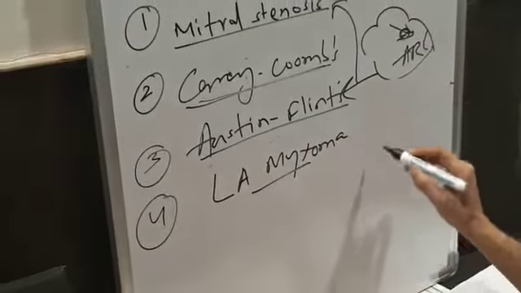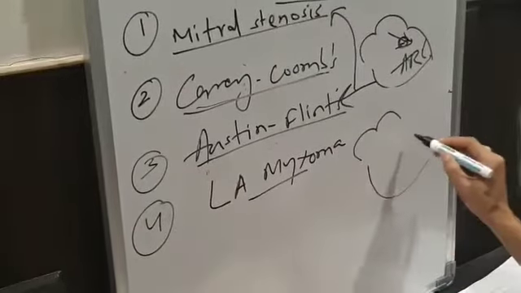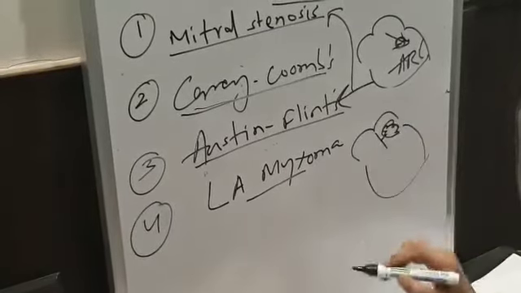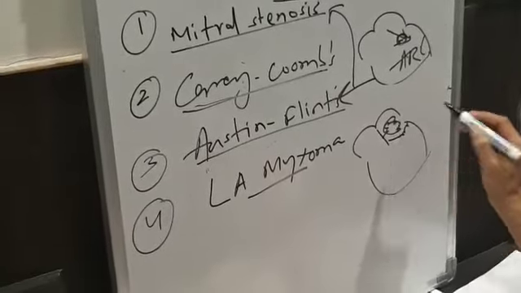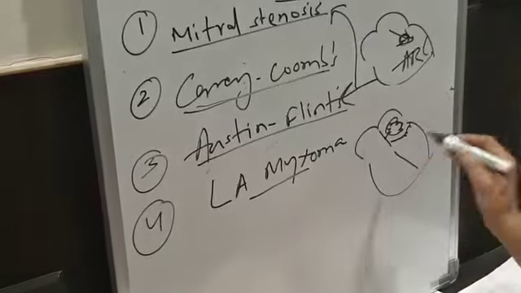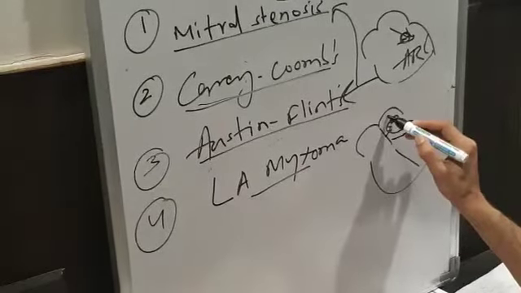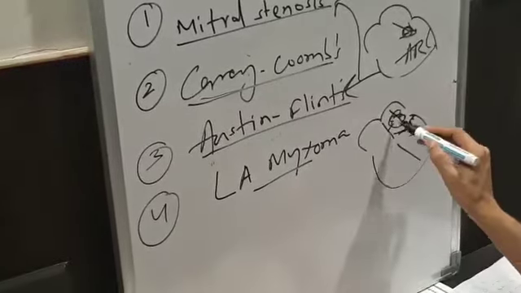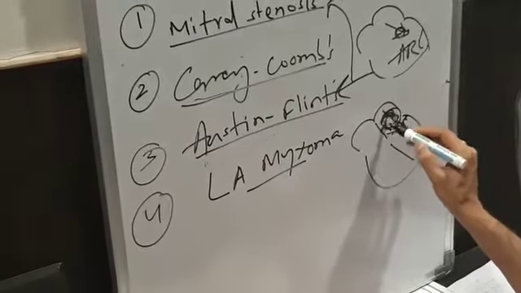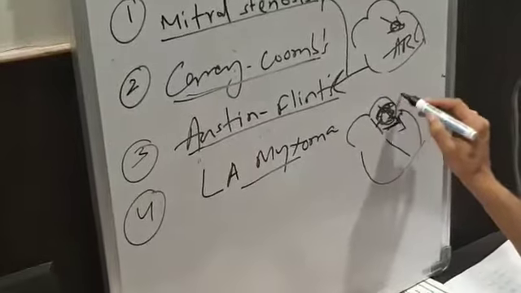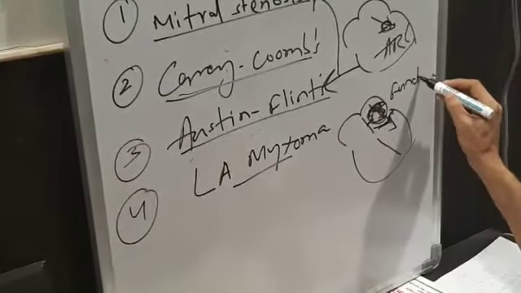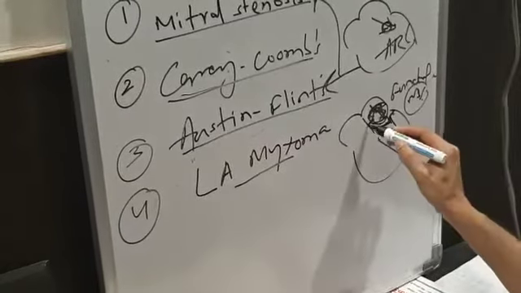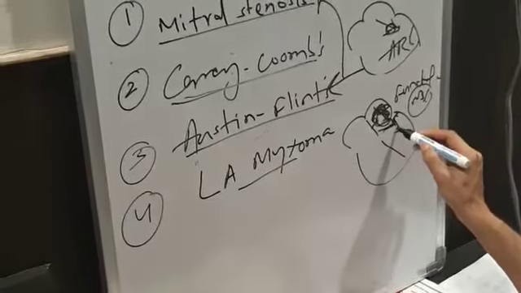So what is happening here? In the left atrium, there is a tumor, and this is the mitral valve. So when the blood is trying to enter from the left atrium into the left ventricle through the mitral valve, this tumor is obstructing here. So it's a functional MS-like picture, functional mitral stenosis. This LA myxoma is causing the problem here.